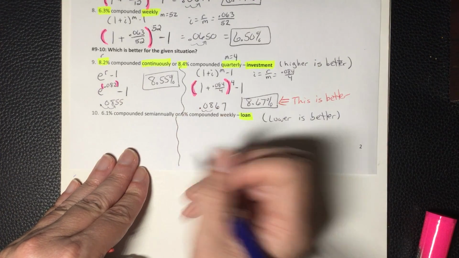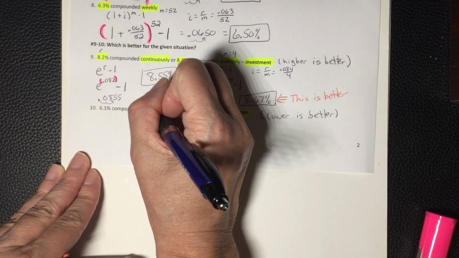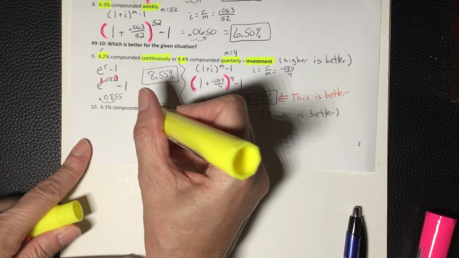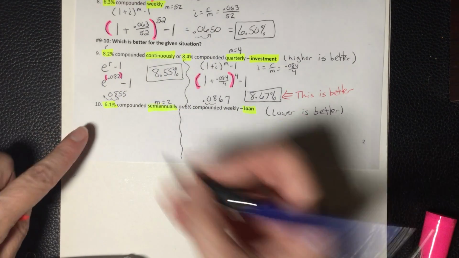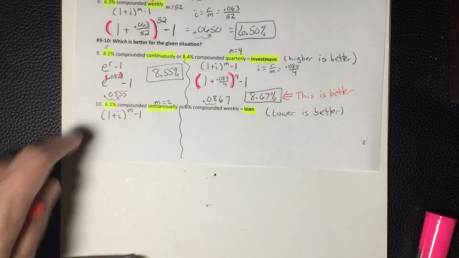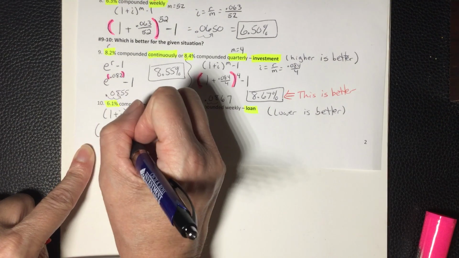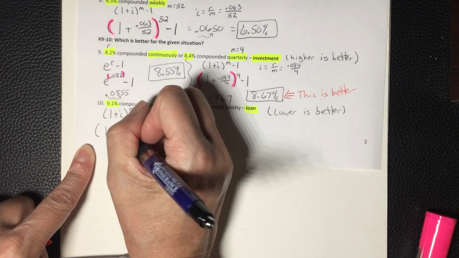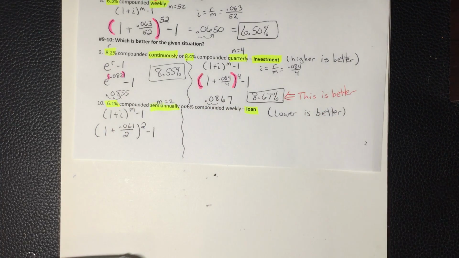All right, so we've got 6.1% compounded semi-annually. Now we haven't seen that before, but that means twice a year. So M is 2. Now notice it's not a continuous interest problem, so we're not going to use the e. We're going to use 1 plus I raised to the m minus 1. All right, so remember that I is the interest rate as a decimal, 0.061, divided by m, which is 2. We're going to raise that to a power of 2, and then minus 1.